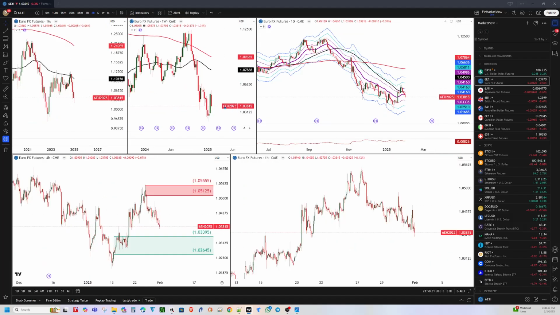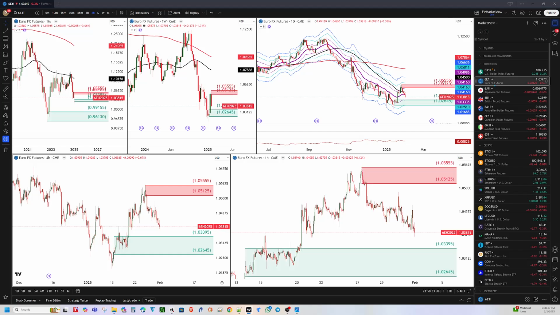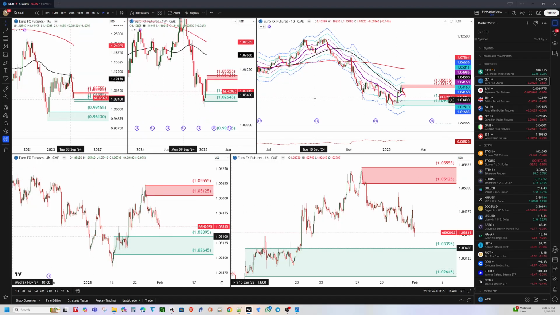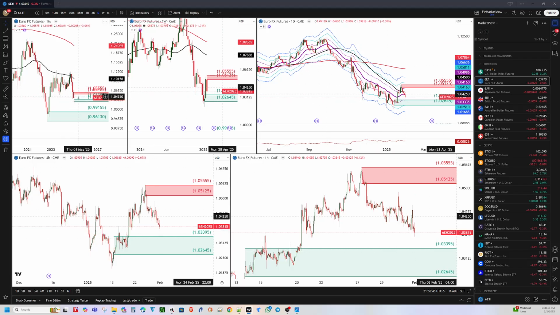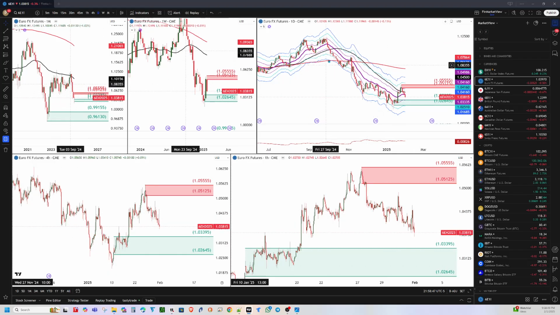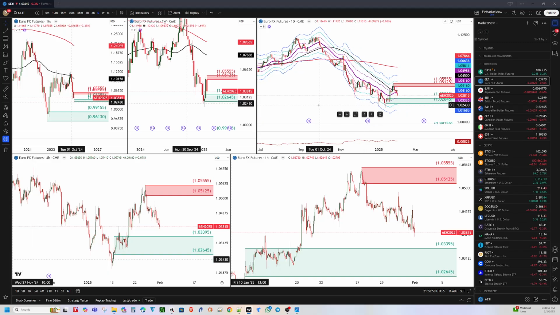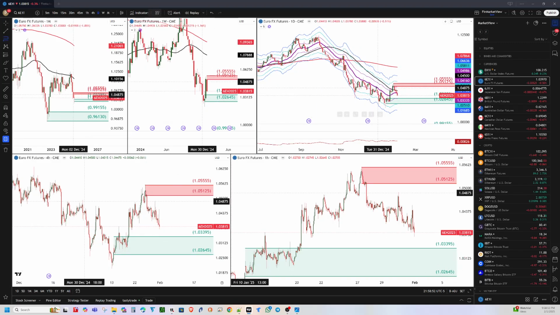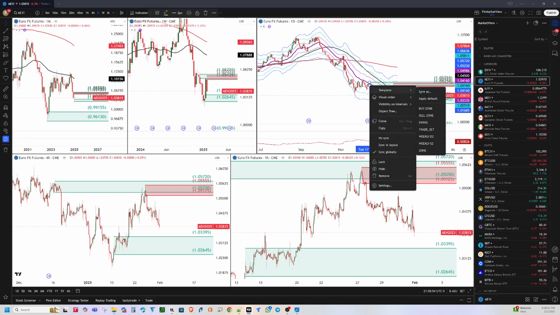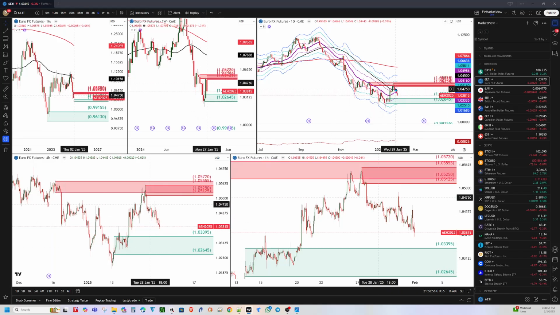Euro futures. Euro futures is a dollar inverse. So since the dollar is in an uptrend, obviously I'm expecting the euro to be in a downtrend. That's exactly what's been happening the last couple of weeks on the euro. On the weekly and monthly, candles red, red, red, and the daily time frame is also red. But previously they came to this resistance area, and then it just sold off.